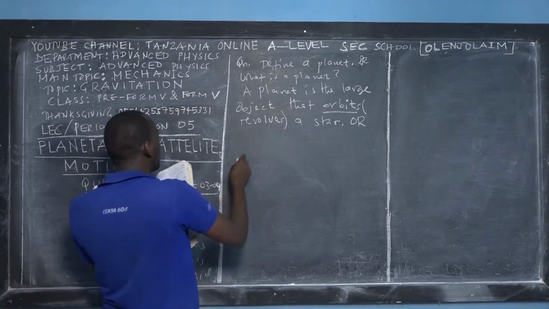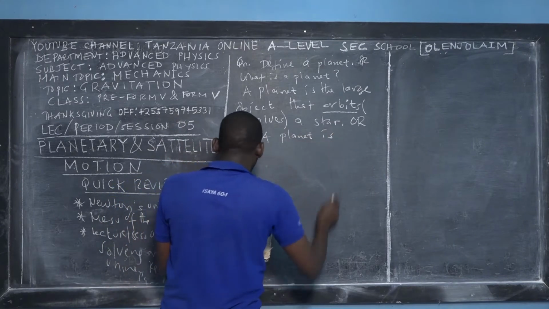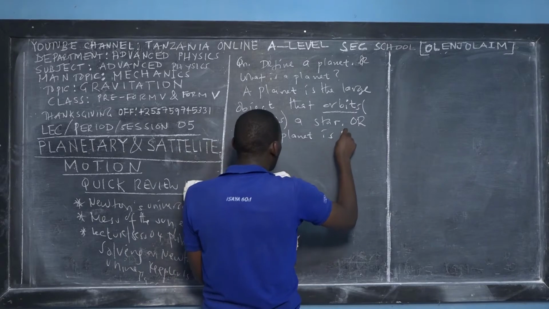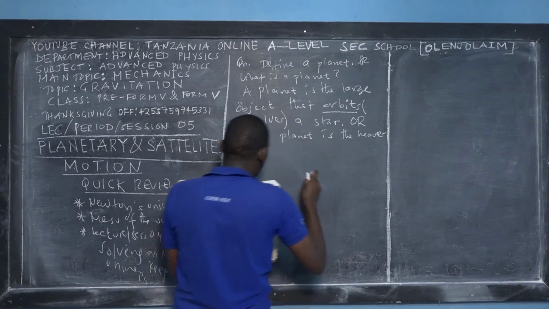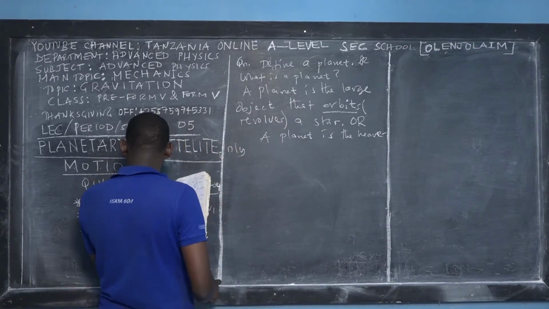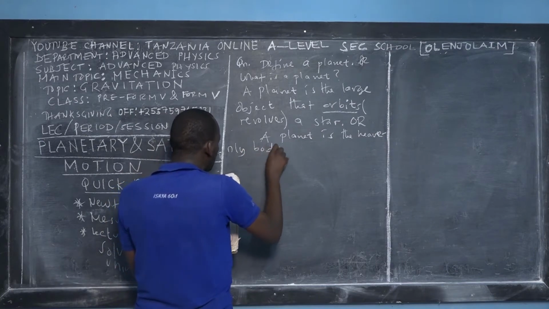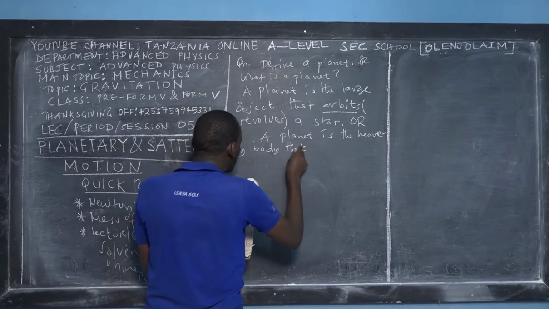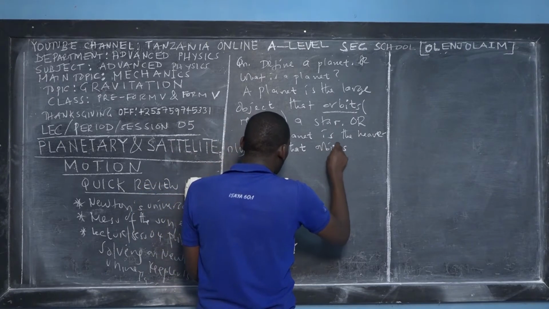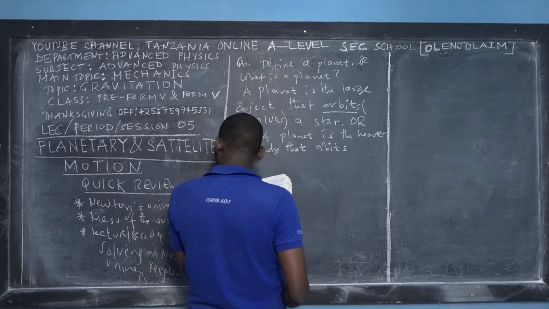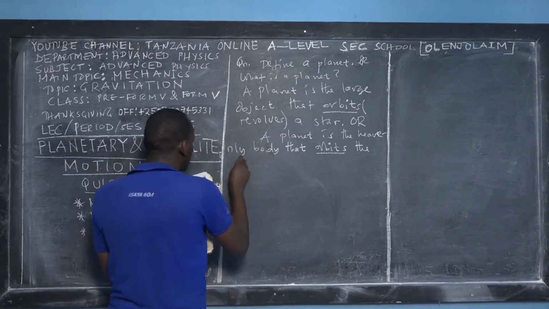Or some of the references define that a planet is a heavenly body. Is a heavenly body that orbits. So this is the heavenly body that orbits the sun. When they say orbits, they mean revolve the sun, right?